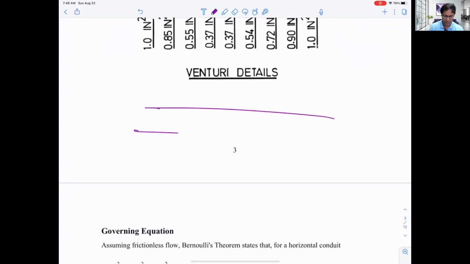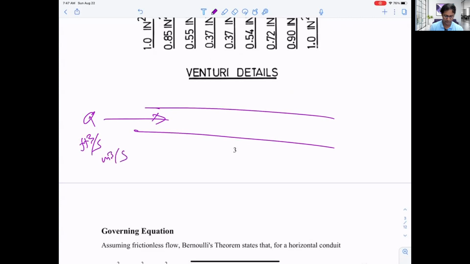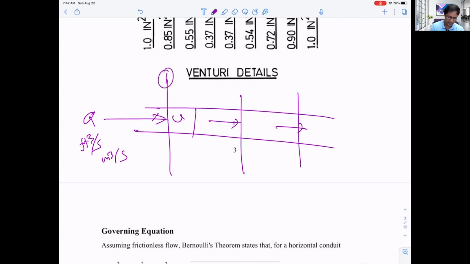For example, I'm considering here water flowing through a pipe with a flow rate Q, in feet cubed per second or meter cubed per second, whatever the rate is, with a velocity v. If this v and everything is constant, Q constant, then what will happen? Then Bernoulli is stating that at every section, section number 1, section number 2, section number 3, the total energy will be the same or constant. What is the total energy for a fluid flow?